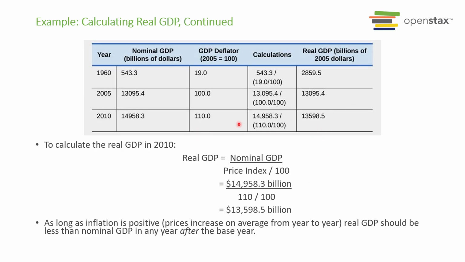This slide just shows you that we did perfect work. All right. See that? 13,095.4. It's the same thing. Why? Because look at the year 2005, and we're using 2005 prices. Okay.